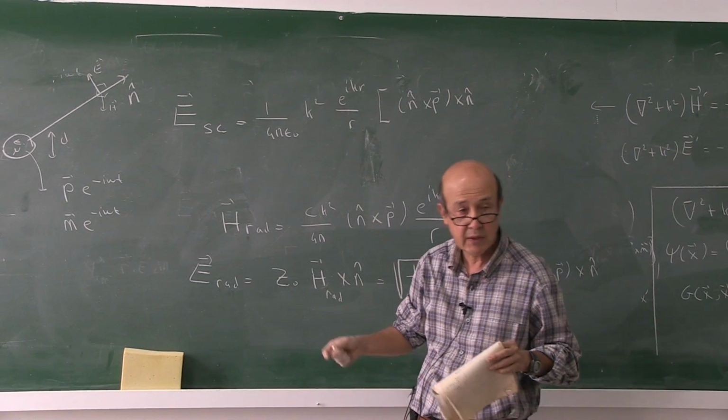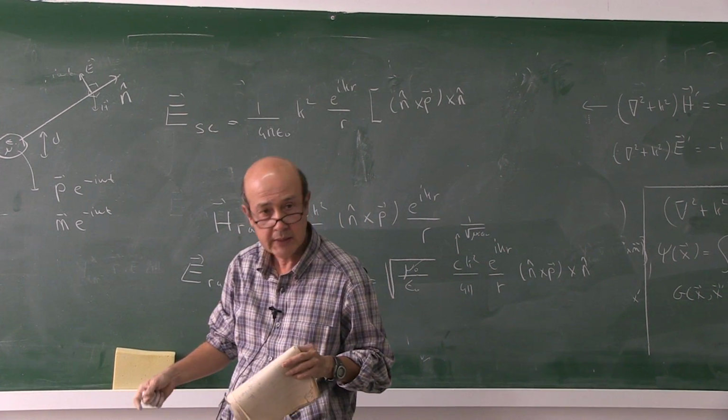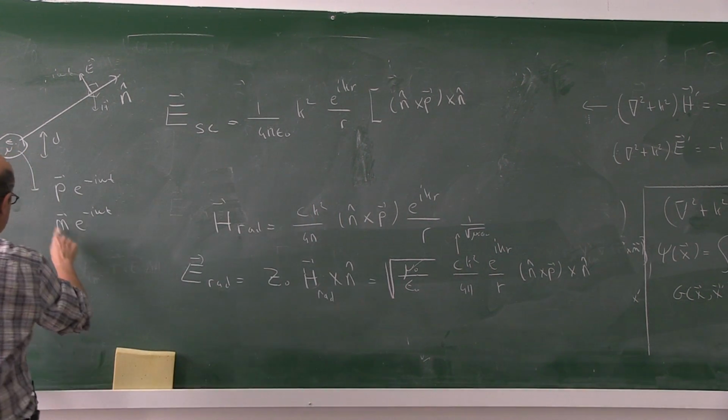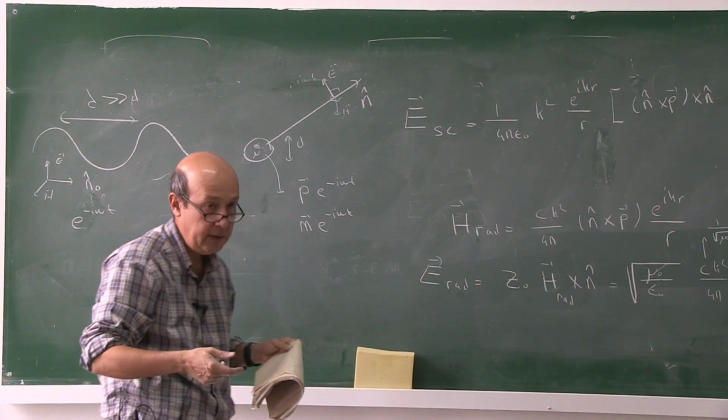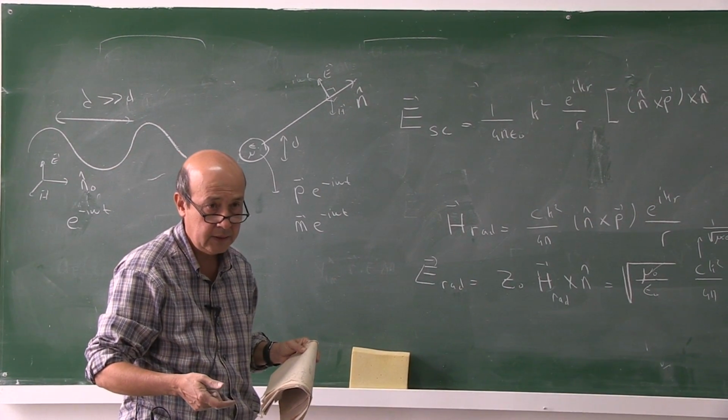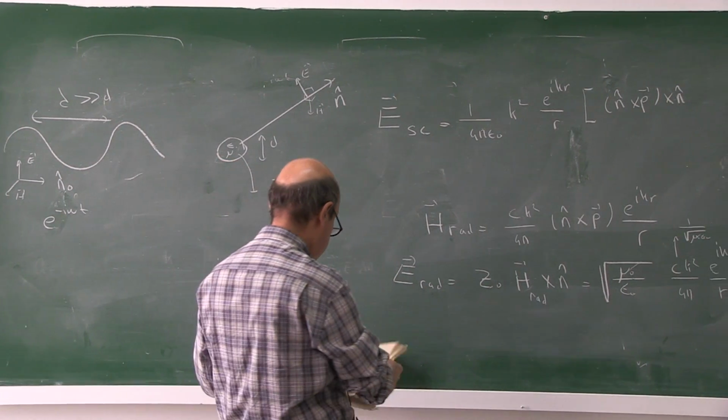Now you can tell me, what happens to the magnetic dipole? Yes, there's a magnetic dipole also, depending on the material here. So I know the radiation from the magnetic dipole. What is this?